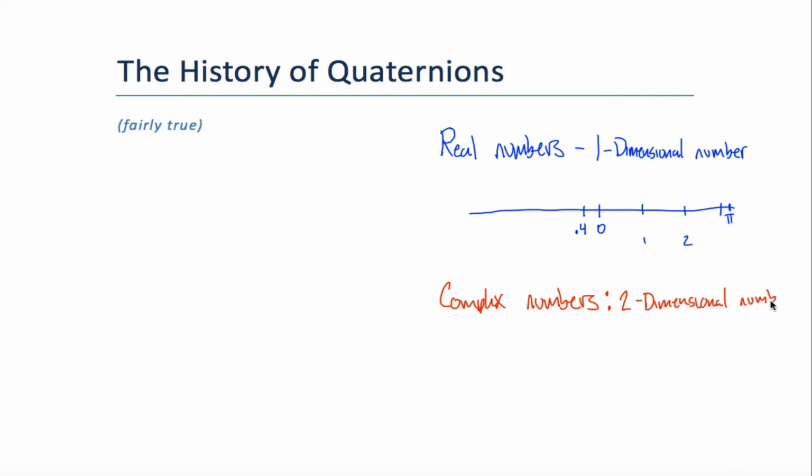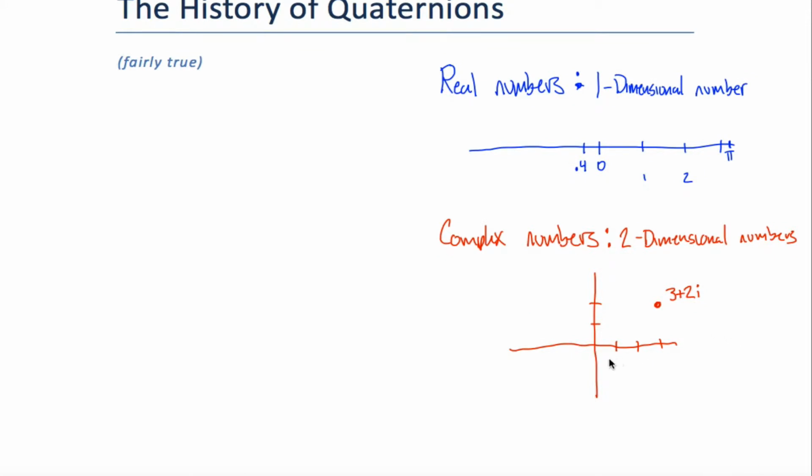In that if you want to plot them all, you wouldn't need a number line. You'd need a pair of number lines. You'd need coordinates. So I could do something like, here is my real axis, and here is my imaginary axis. So something like 3 plus 2i has a real part of 3, an imaginary part of 2, so maybe I'd put 3 plus 2i right here. Whereas negative 2 minus i would have a real part of negative 2 and an imaginary part of negative 1. So this would be negative 2 minus i. At any rate, complex numbers are two-dimensional numbers.